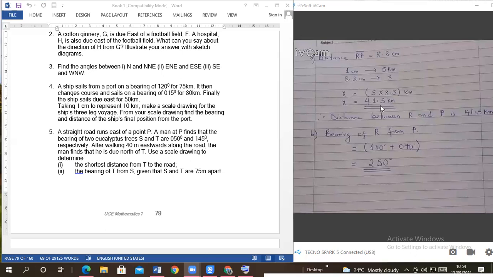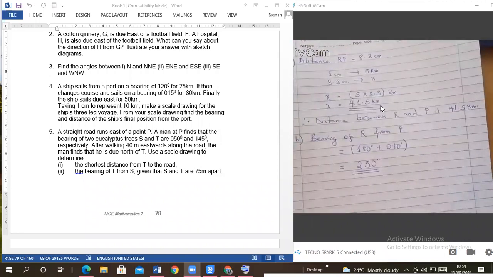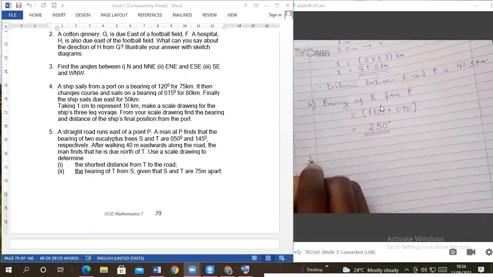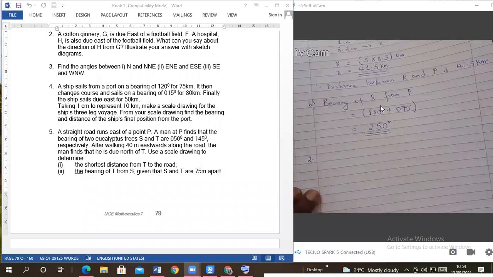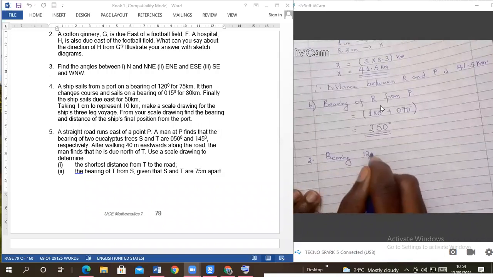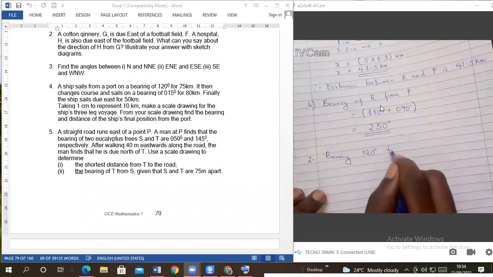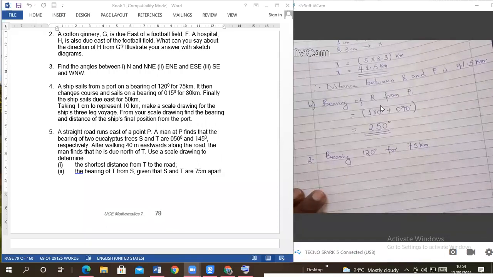A ship sails from a port on a bearing of 120 degrees for 75 kilometers. So this is our example number 2. The bearing is 120 degrees. The distance is what? 75 kilometers.